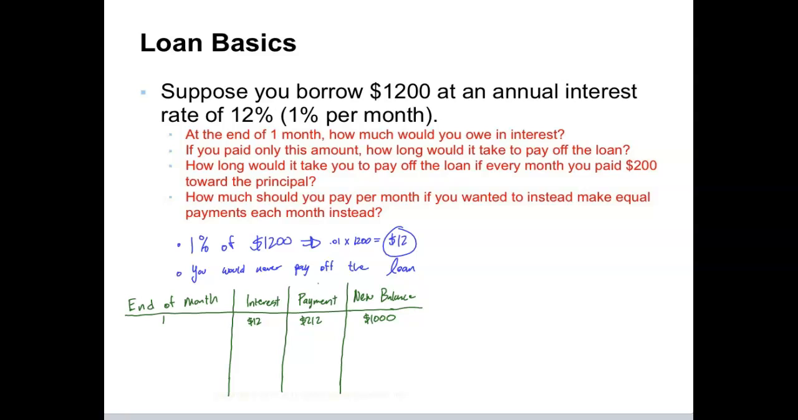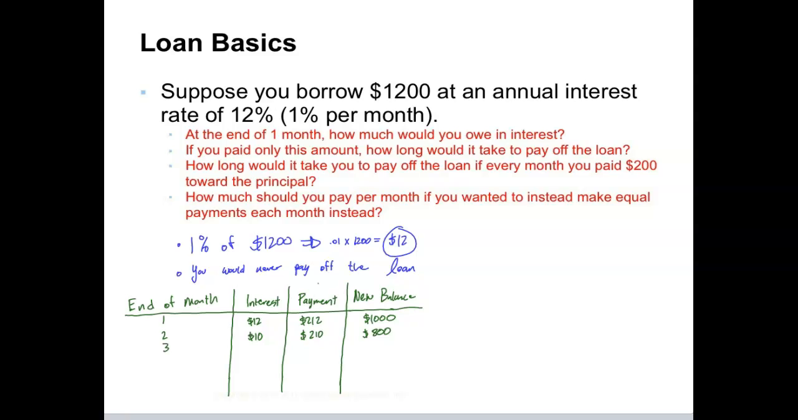We can figure out how much interest we'll have to pay on $1,000 at the end of month 2 by multiplying 1,000 times 0.01. So what's 1% of 1,000? Well, that's $10. Because you have a lower balance, you pay less interest, since you're only paying interest on your balance. So now we're only charged $10 in interest, therefore our payment only needs to be $210. That's going to pay off our interest and bring our principal down by $200, leaving my balance at $800.